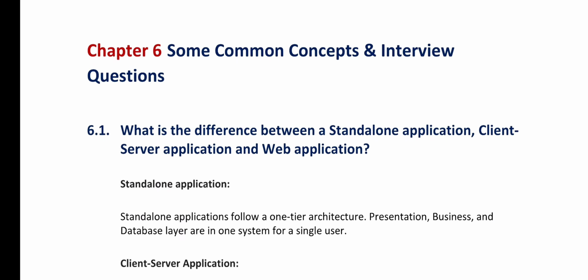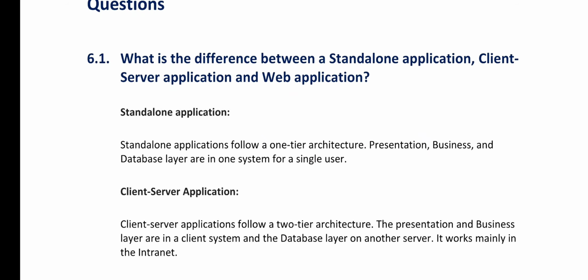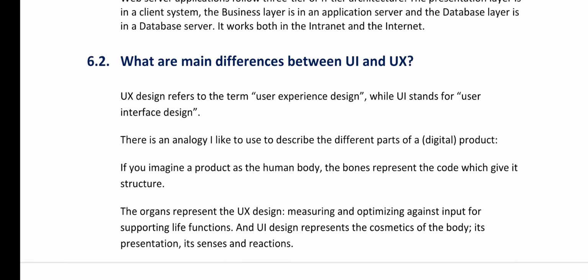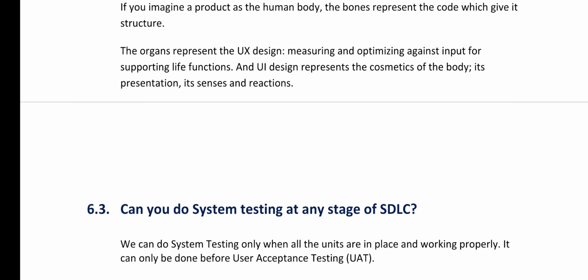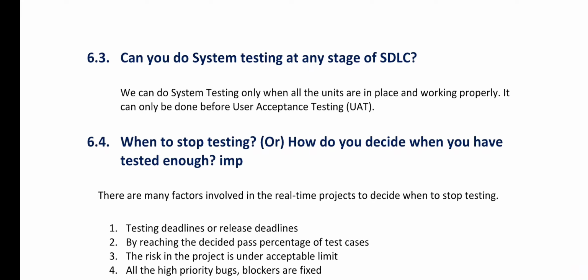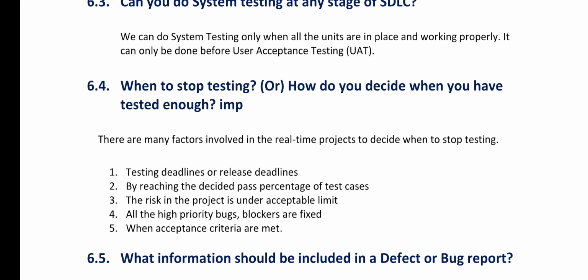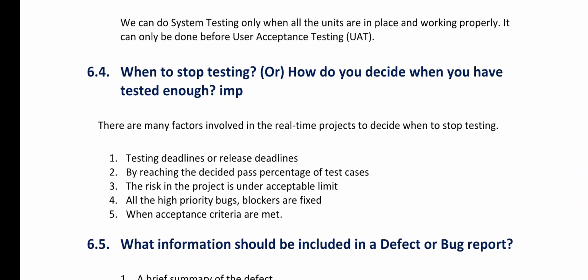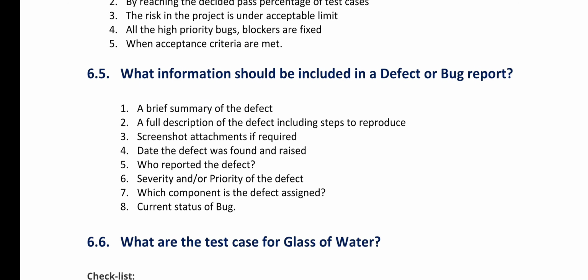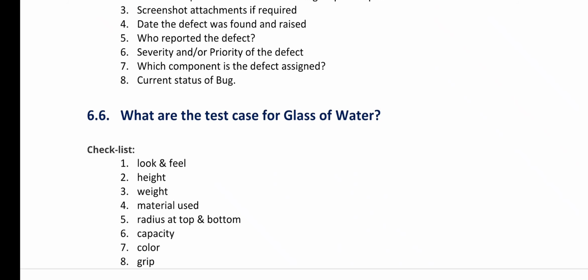In chapter 6, we have talked about some of the important common concepts and interview questions. What is the difference between a standalone application, client server application and web application? What are the main differences between UI and UX? And yeah, can you do a system testing at any stage of SDLC? When to stop testing, or how do you decide when you have tested enough? What information should be included in a defect or a bug report?